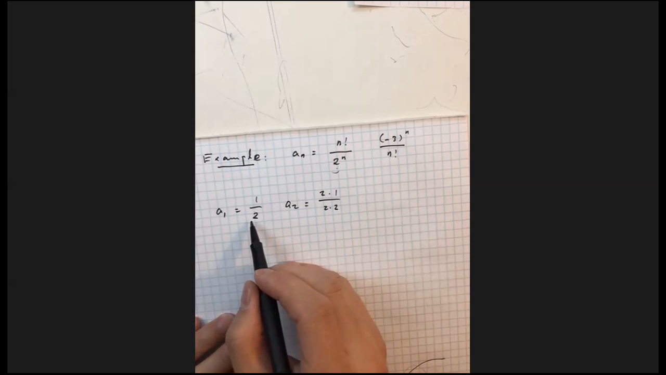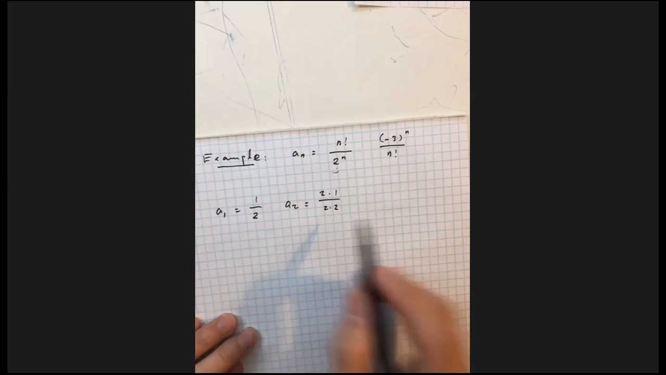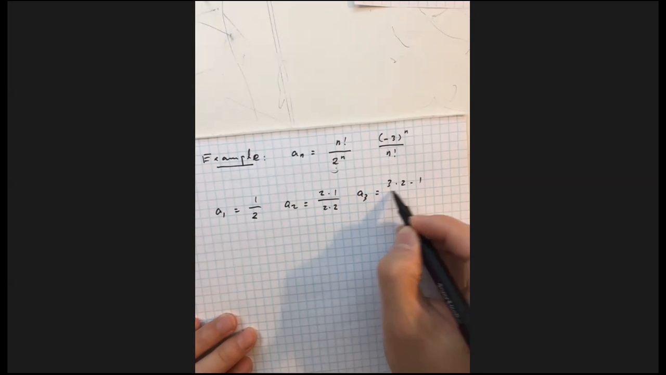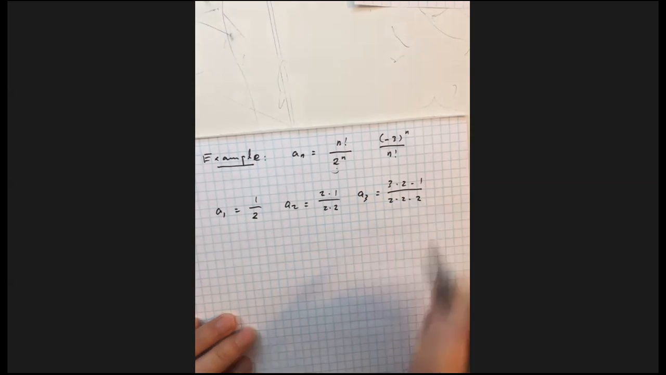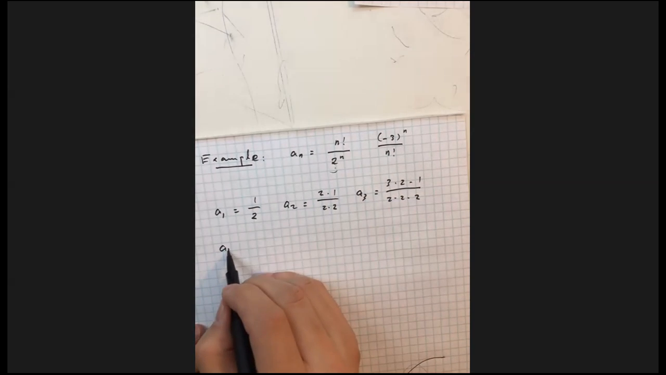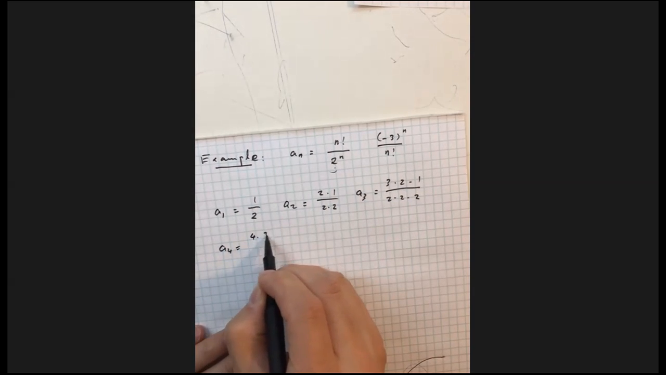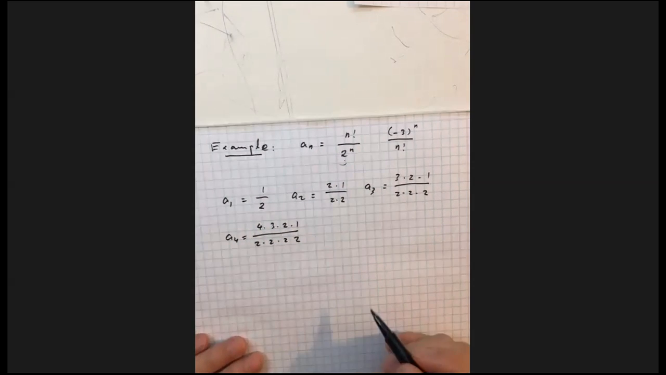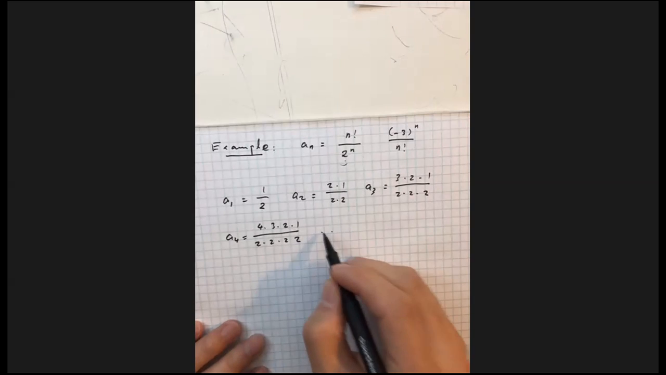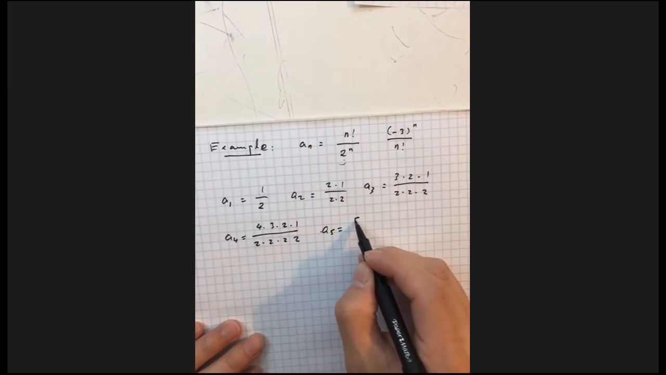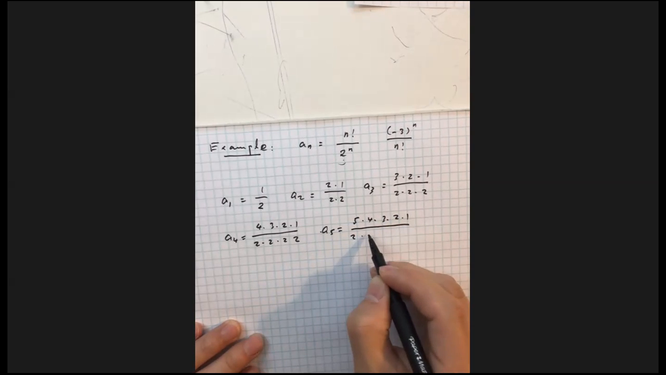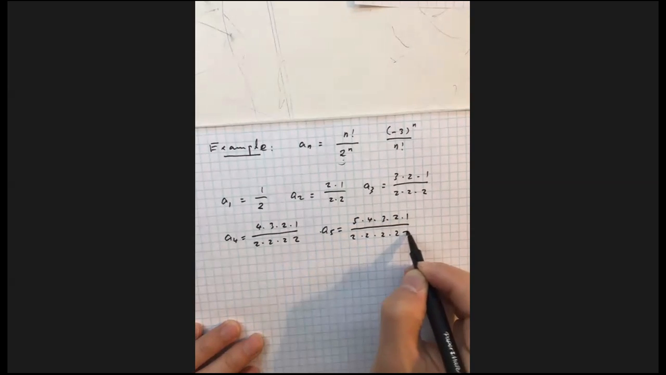Still, this one seems to be smaller than 1. But what about a3? a3 is like 3 times 2 times 1 over 2 times 2 times 2. And then you have a4, which equals 4 times 3 times 2 times 1 over 2 times 2 times 2 times 2. And a5, you can keep going, and you have 5 times 4 times 3 times 2 times 1 over 2 times 2 times 2 times 2 times 2.